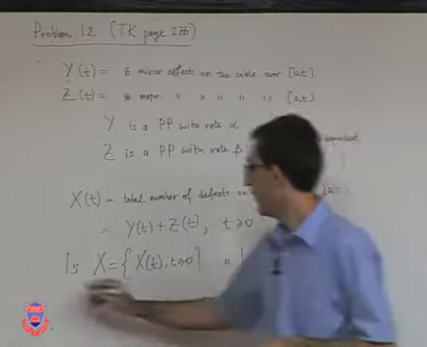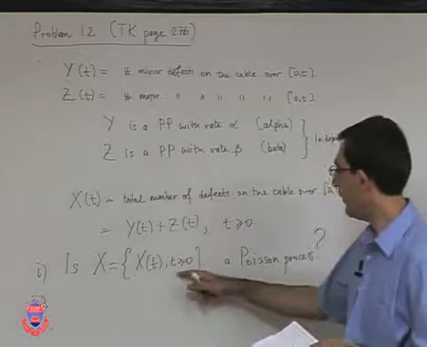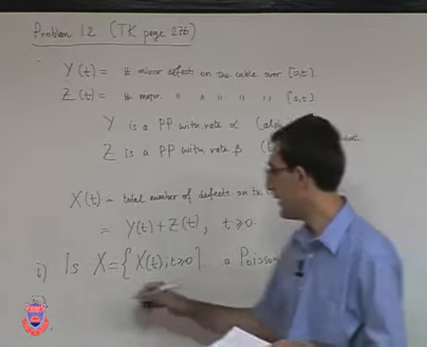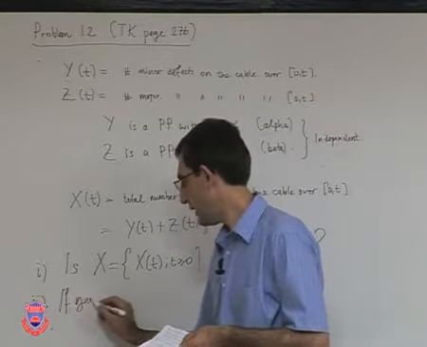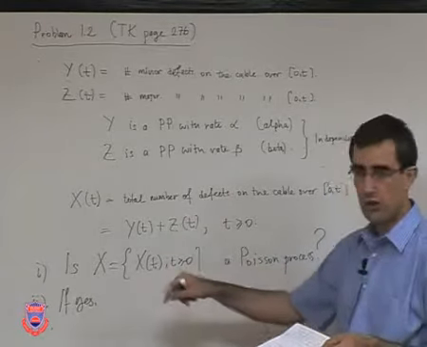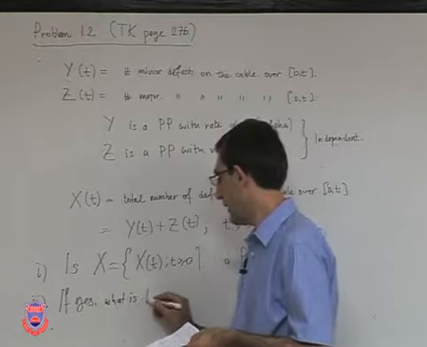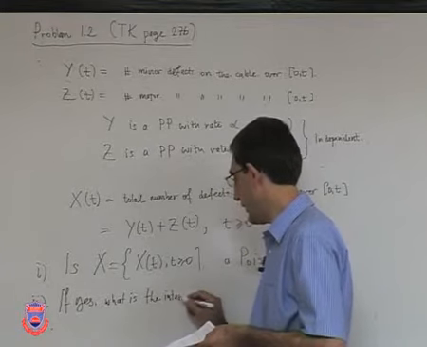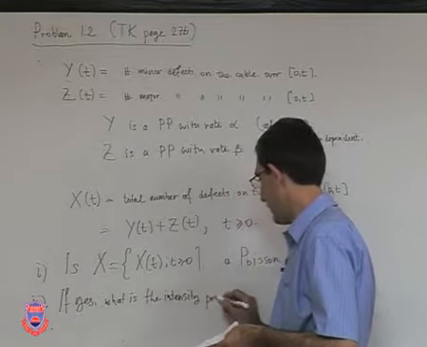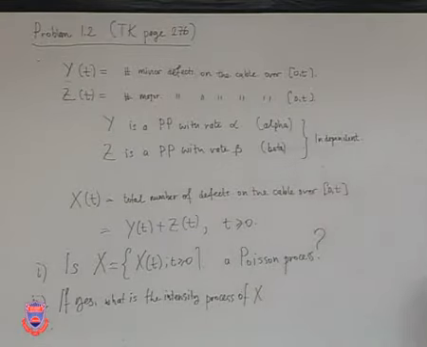Okay, so that's the first part. We have the second part only if your answer for the first part is yes. If yes, then we will want to know what the intensity of this new process x is, because we need to know the intensity in order to be able to calculate mean, variance, anything that you think is important. Okay?